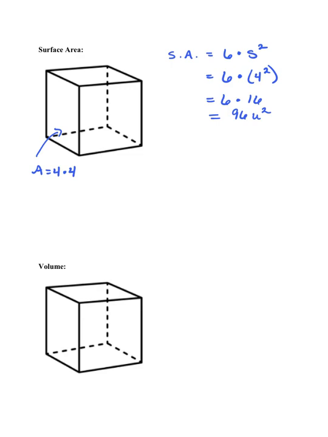Then if I want to find the volume, remember we're taking the area of the base and multiplying it by the height. But since it's a cube, because all of my sides have the same length, the area of the base is just the side times itself, and the height has that same length. So my volume is 4 times 4 times 4, or 4 cubed. And that gives me a volume of 64 cubic units.